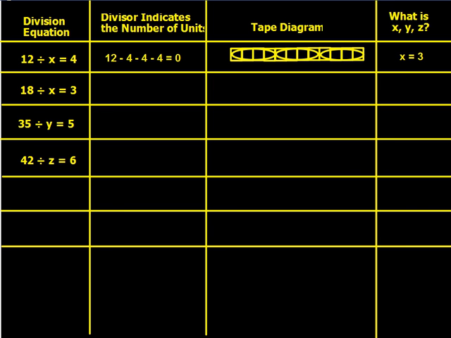So here it's very similar to what we just did before, slightly different. Again, the first row has been done for you. Go ahead and complete the work. Remember, for 35 and 42, you're going to have to make your boxes really small. So pause the video, come back when you're ready.